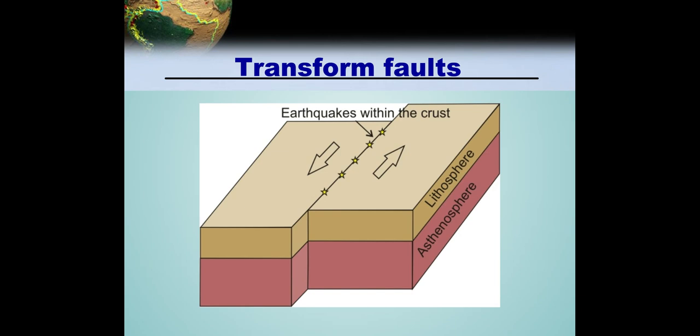The grinding action between the plates at the transform plate boundary results in shallow earthquakes, large lateral displacement of rock, and a broad zone of crustal deformation. When the forces are parallel but moving in opposite directions, the stress is called shear. Shear stress is the most common stress at transform plate boundaries. A good example of a transform fault boundary is the San Andreas Fault.